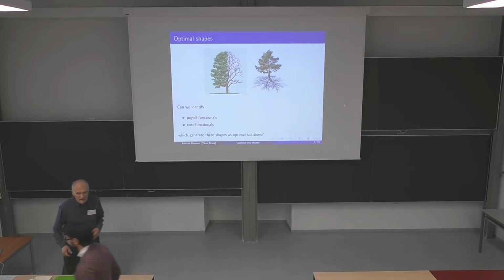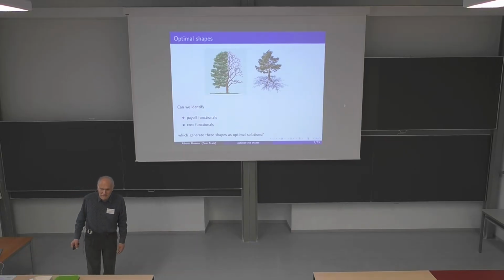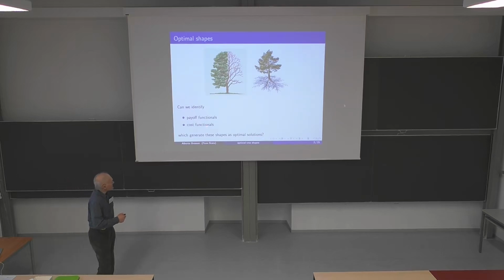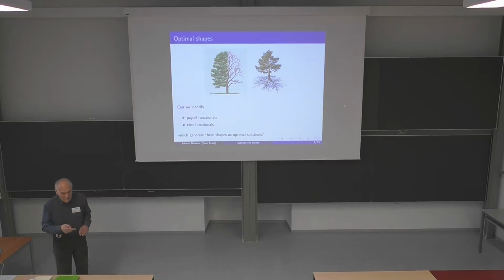So in particular, I will be talking about optimal shapes of tree roots and branches. Can we identify payoff functionals and cost functionals which generate shapes like this or like this as optimal solutions? So that's the starting question.